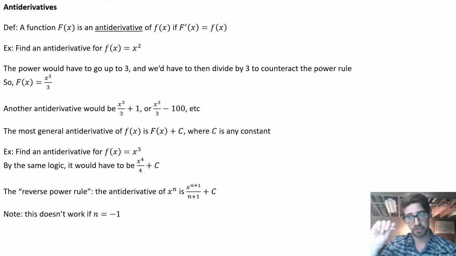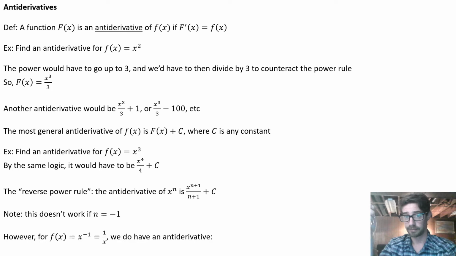However, this is one of those cool places where math just kind of steps in and fills in the gap. Because think about if n were negative 1. That's x to the negative 1. This rule doesn't work. But x to the negative 1 is 1 over x. And we actually do have a function whose derivative is 1 over x. It just so happens it's a completely different kind of function from out of left field. It just kind of swoops in. You're all thinking it. The derivative of natural log of x is 1 over x. So there you go. We have an antiderivative already for x to the negative 1.